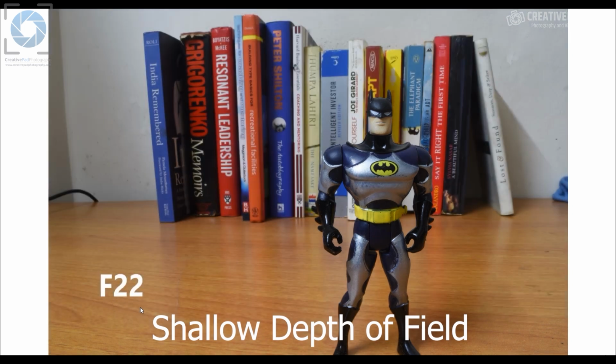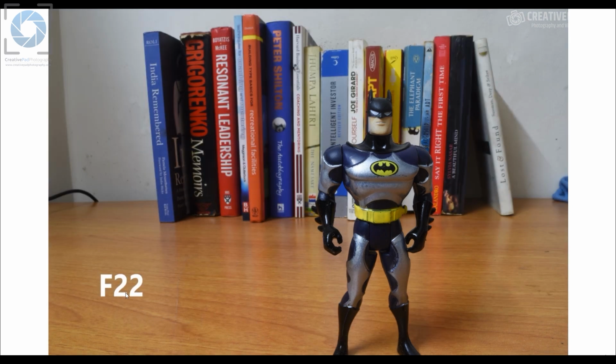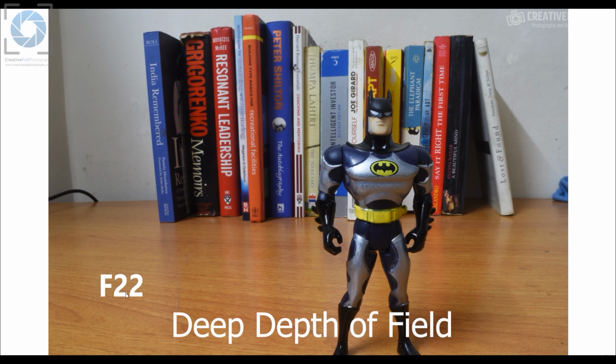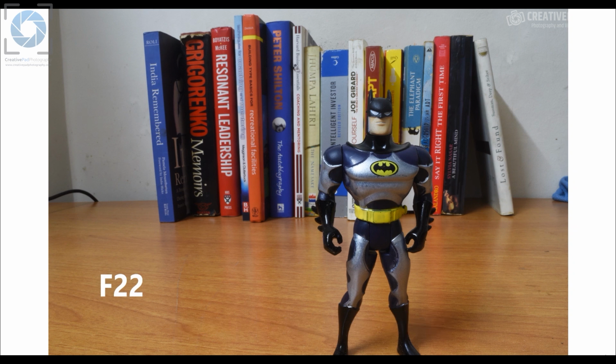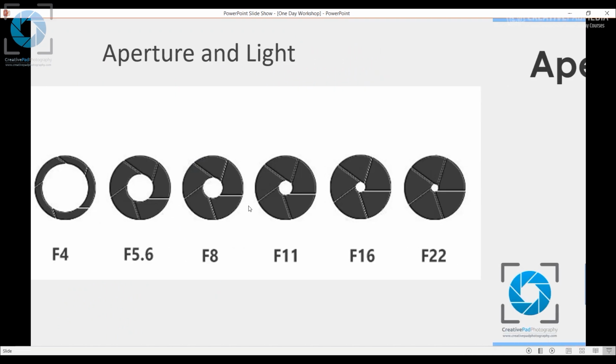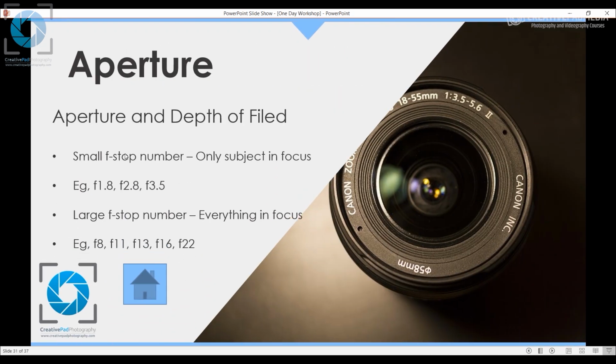And when you have something like this, where everything is in focus, that is called deep depth of field. That is, everything is in focus. So just to show you again, small f-stop number, only subject in focus. That means your background will become blurred at a smaller f-stop number like f1.8, f2.8, f3.5. And large f-stop number, everything will be in focus, like f8, f11, f13, f16. So you can choose your f-stop number depending on the type of look that you're going for.